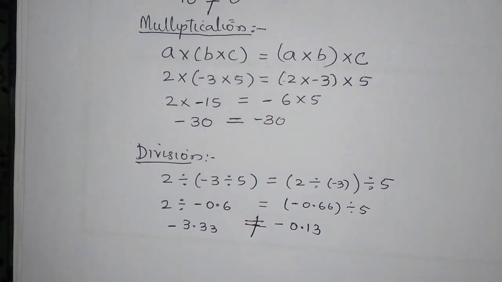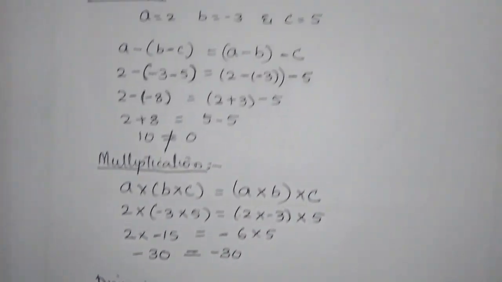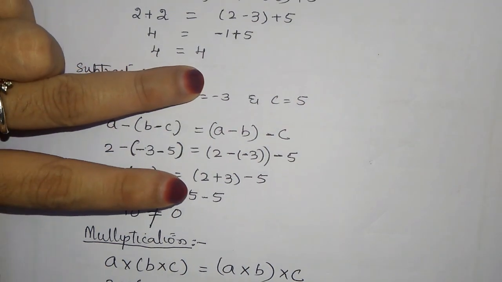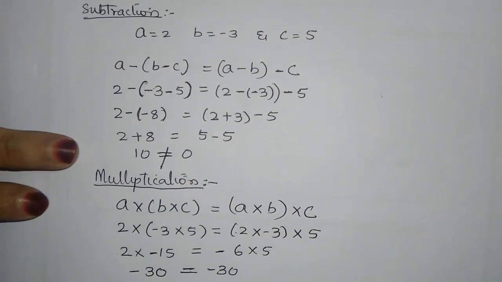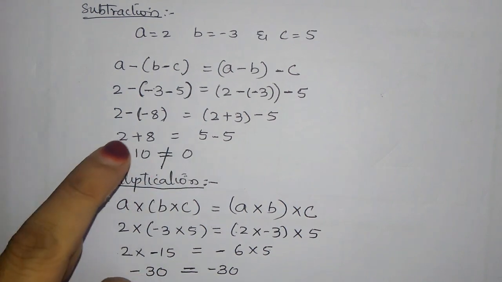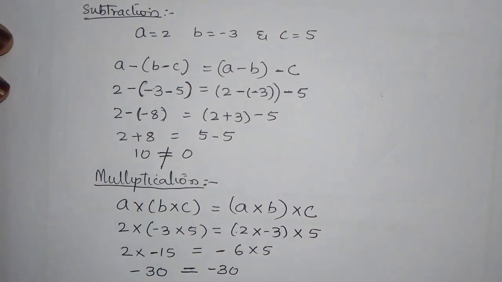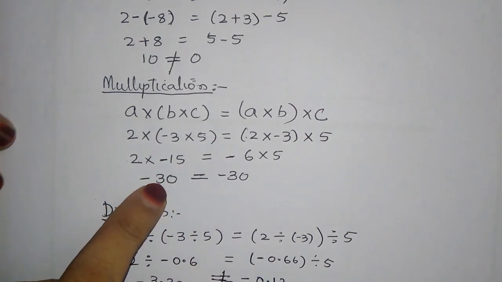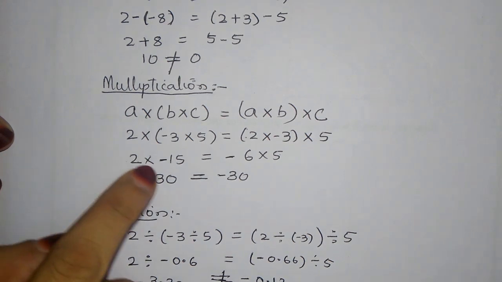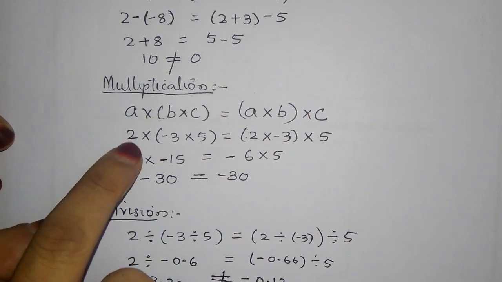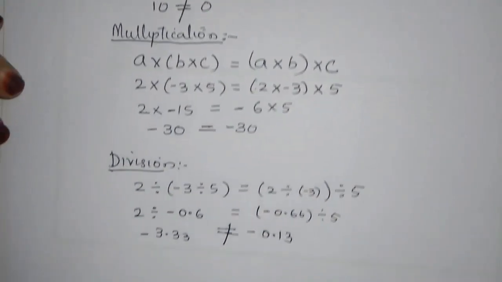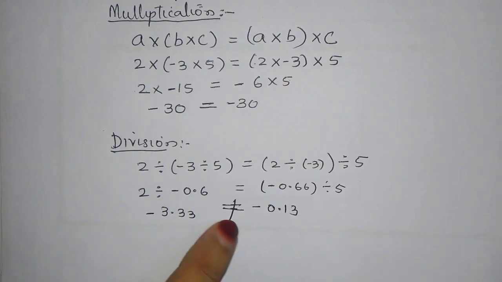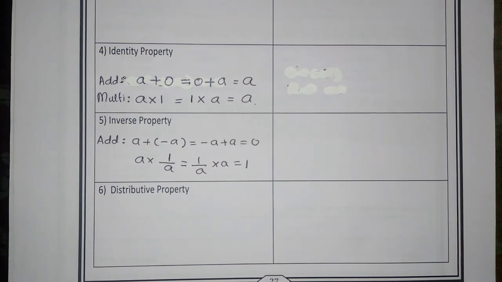So let us just have a glance at the associative property. It is closed under addition because LHS is equal to RHS, and in subtraction LHS is not equal to RHS, so it is not closed under subtraction. Next, multiplication: you can see here LHS is equal to RHS, so it is closed under multiplication. But in division, LHS is not equal to RHS.